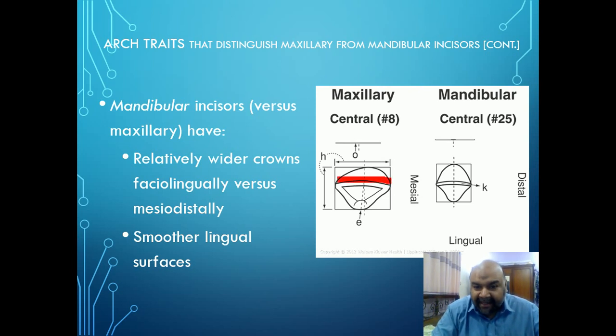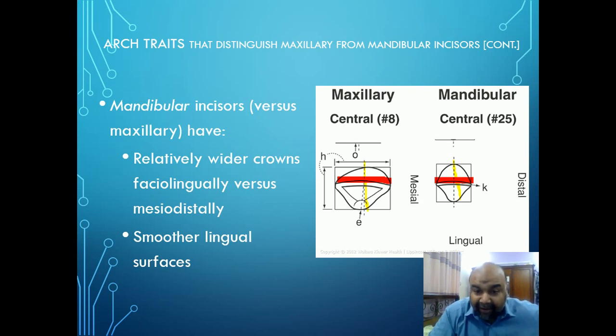Now, these are the mesiodistal dimensions demonstrated by the red, and by the yellow are the faciolingual dimensions. So if you just look at the maxillary central, it is wider mesiodistally than faciolingually, while the mandibular central is wider faciolingually than it is wide mesiodistally, so it is narrower mesiodistally. Okay, so mesiodistal dimensions are greater in the maxillary centrals and laterals, while the faciolingual dimensions are greater in the mandibular central as well as the mandibular lateral.